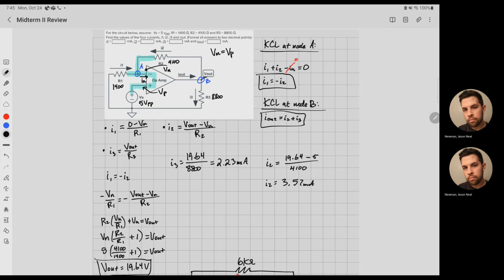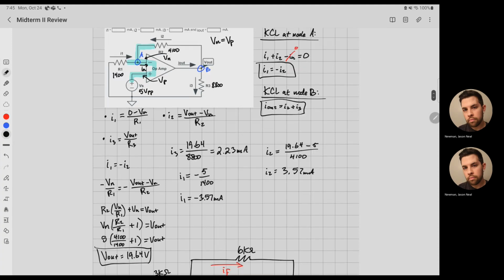Okay, so we didn't do I1. That's where I was getting lost. I was like, okay, where am I missing? Okay, I1 real quick. That's just an easy one. We didn't have to solve for V out for that. So that's negative Vn, which is 5, over R1. R1 is 1,400. So negative 5. So I1 is equal to negative 3.57 milliamps.